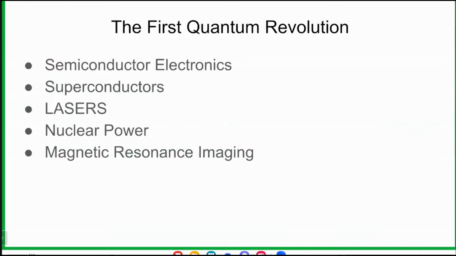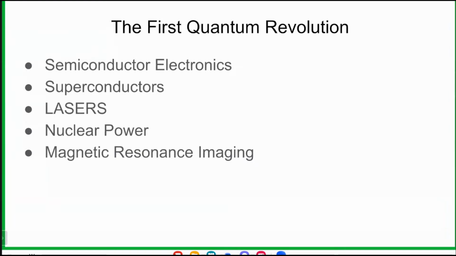The first quantum revolution consisted of semiconductor electronics, superconductors, lasers, and so on. These are things which we have right now, which are being used in industry and households all over the world. And all these things are based on the laws of quantum mechanics. They follow the laws of quantum mechanics, and these were the things which we got in the first quantum revolution.